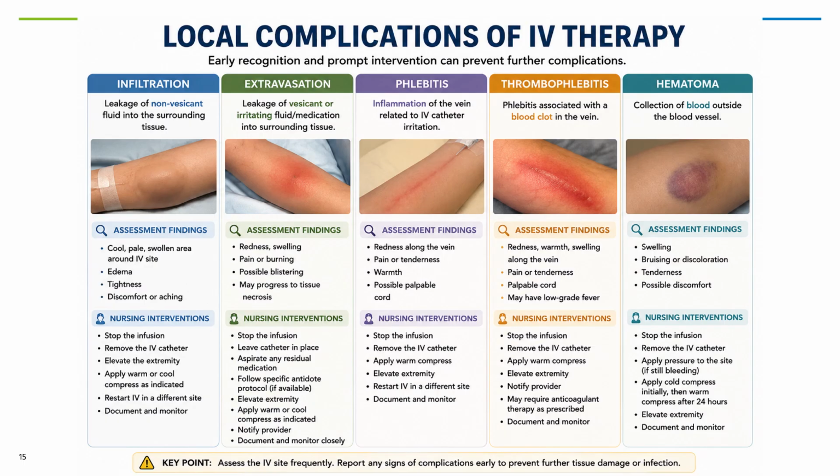If it's still running, we're going to remove the catheter, apply firm pressure until the bleeding stops, and apply a cool compress during the first 24 hours to reduce bleeding and swelling. And then after the first 24 hours, we can apply a warm compress that helps reabsorb the blood. And we can also elevate the extremity.